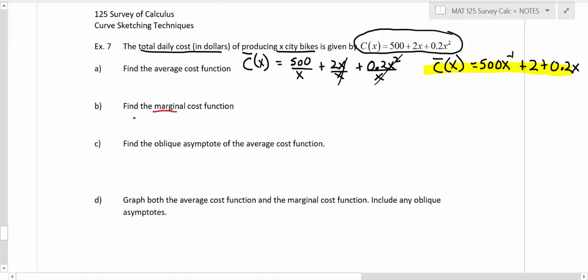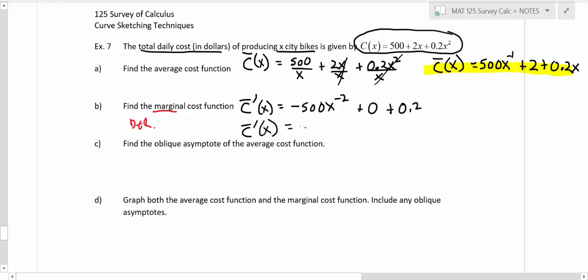All right, so remember marginal, we've learned that. That means take the derivative. So we're going to do the first derivative. We can do this in our head. We're going to do c bar prime of x. It's a real simple derivative. It's the power rule. Bring down the negative 1. So that would be negative 500 x to the negative 2. Derivative of 2 is 0. And the derivative of 0.2x is 0.2. Okay, so you would end up giving the marginal average cost as the function negative 500 x to the negative 2 plus 0.2. Okay, so that's the calculus involved.